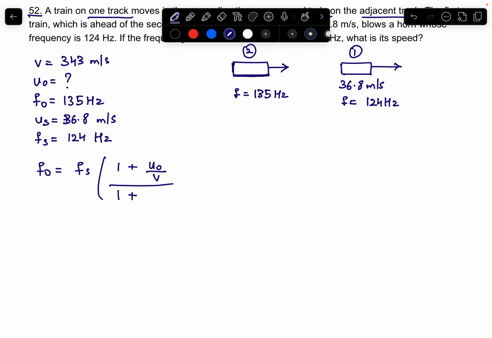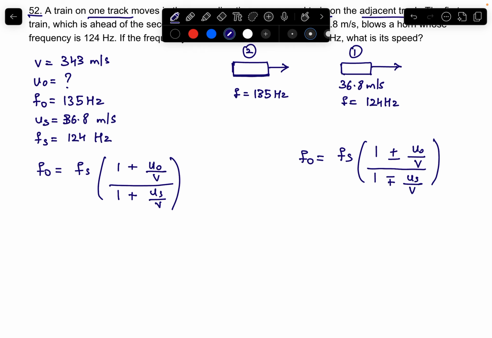To explain this further, the Doppler effect tells us that if the observer is moving towards the source, you use a positive. If it's moving away from the source, you use a negative in the numerator. Similarly, if the source is moving towards the observer, you use a negative in the denominator. And if the source is moving away from the observer, you use a positive in the denominator. So that's the relationship. So for our situation, we use this formula.